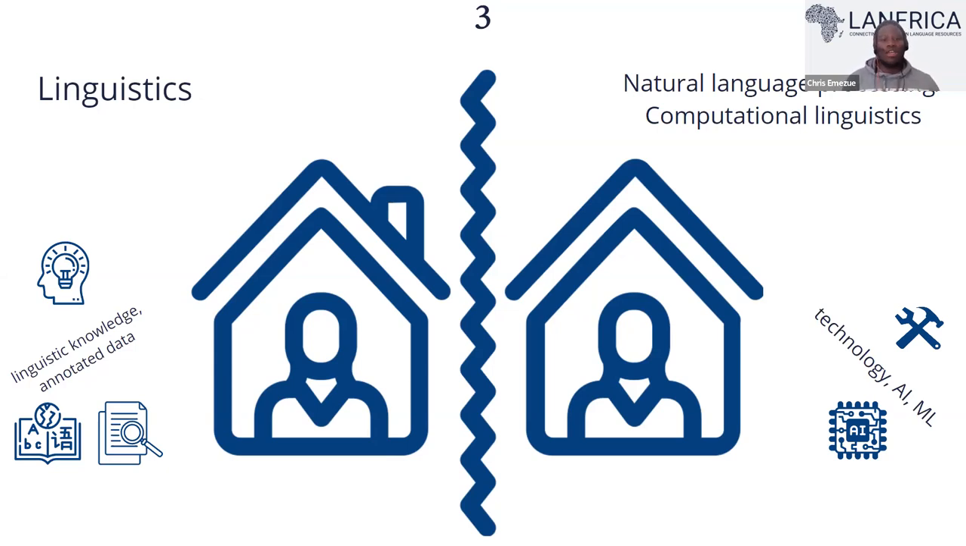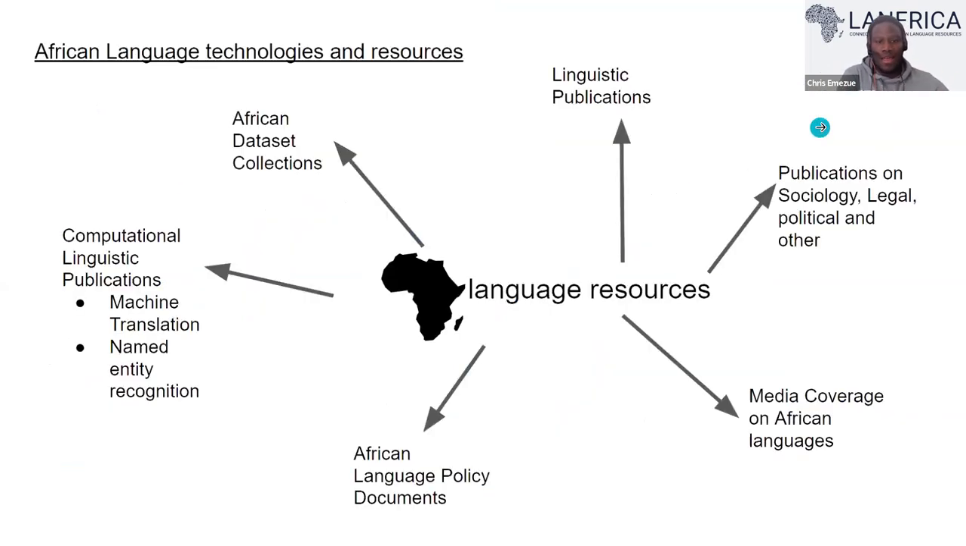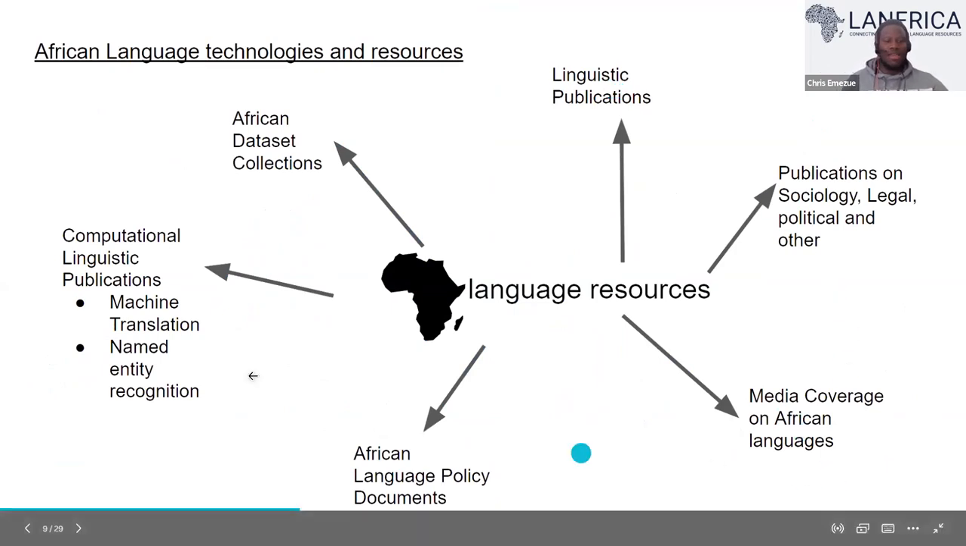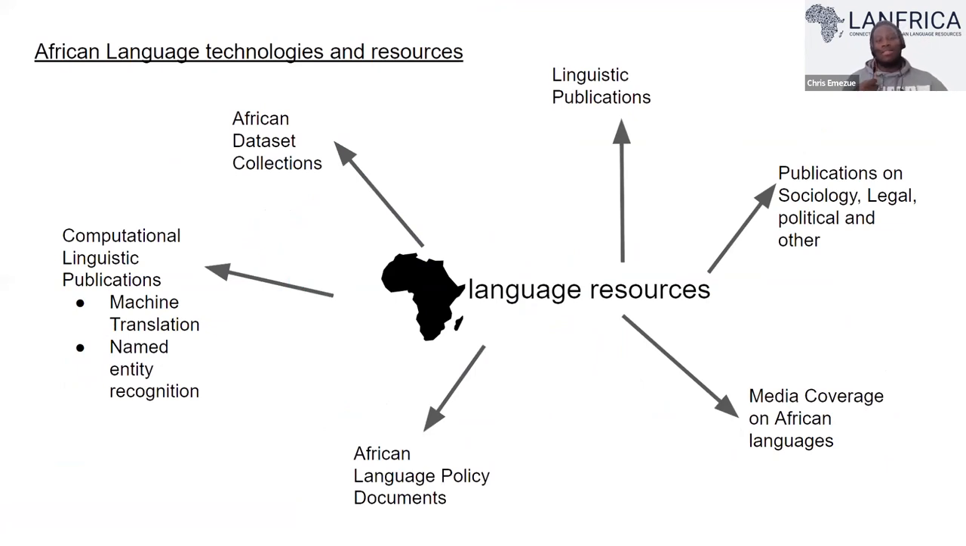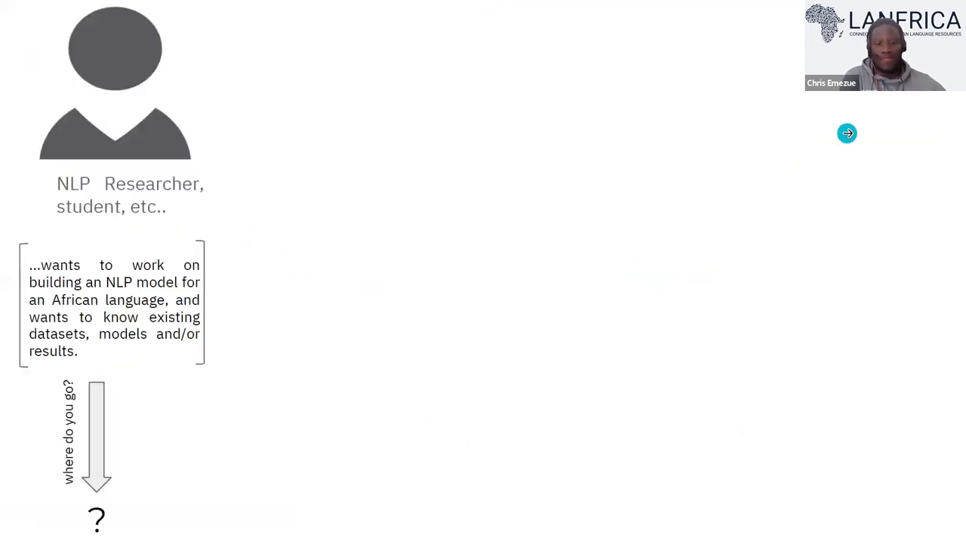Because when you look at other languages like English and European languages, the European Union has made lots of concerted efforts to unite these two fields and make it very easy to link them and find joint resources that help improve both fields. And so you have something like this, where you have African language resources, datasets, linguistic publications, media, and they are all scattered in different parts of the web. And this makes discoverability very hard. This makes progress very hard for African languages.